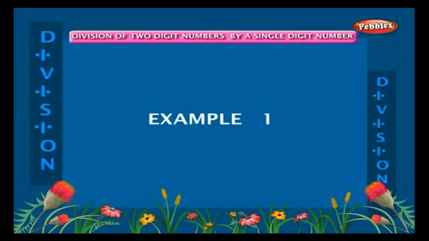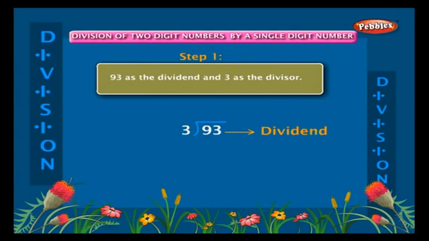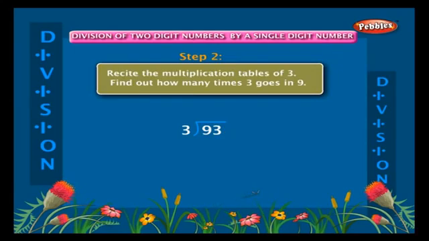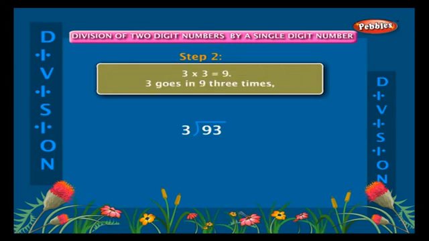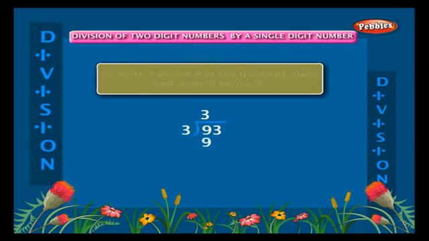Example 1. Divide 93 by 3. Let us arrange the numbers in their respective places. 93 as the dividend and 3 as the divisor. Recite the multiplication tables of 3. Find out how many times 3 goes in 9. 3 into 3 is equal to 9. 3 goes in 9 3 times. So write 3 above 9 in the quotient place and write 9 below 9. 9 minus 9 is equal to 0.